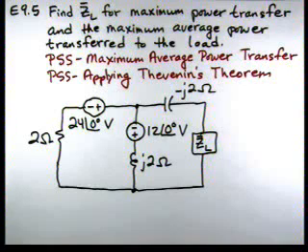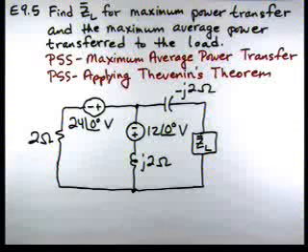This is a solution to learning assessment E9.5. It says find ZL for maximum power transfer and the maximum average power transferred to the load.